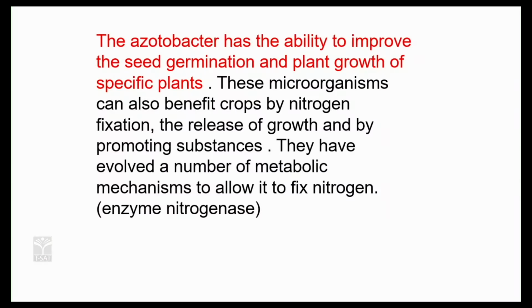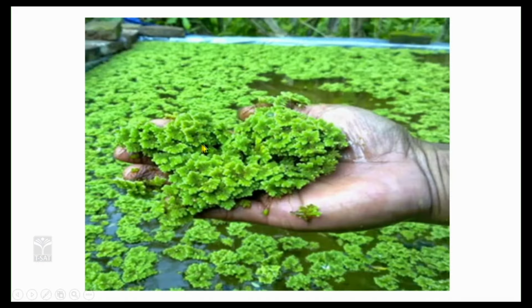They have evolved a number of metabolic mechanisms to allow them to fix nitrogen, the enzyme nitrogenase. So the enzyme nitrogenase is responsible for this. So they are also helpful for the growth factor of the plants. So azolla, an algae being cultivated, can be used as a fertilizer, fodder to certain cattle and even fish. So in this algae, the bacteria is cultivated in a farm for these different applications.